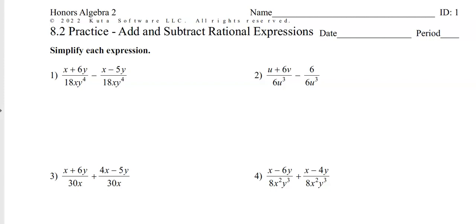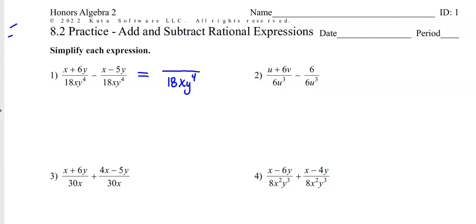All right, 8.2 practice. Let's get in here and let's get after it. So the big thing is you're looking at whether the denominators are like or unlike. And so these first ones look like they all match up, so those are going to be pretty straightforward. So when you subtract the two fractions, the bottom is going to stay the same. So nothing's going to change down there.